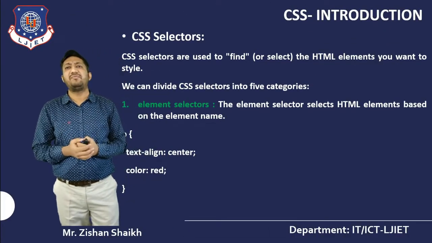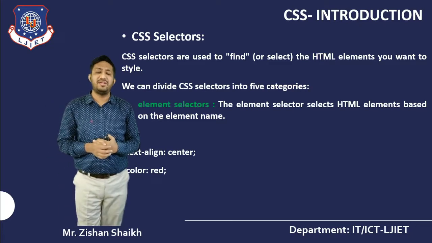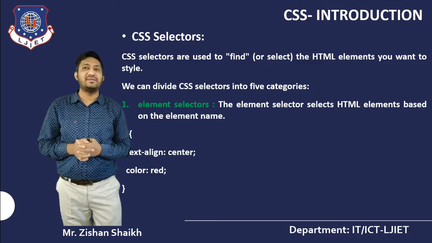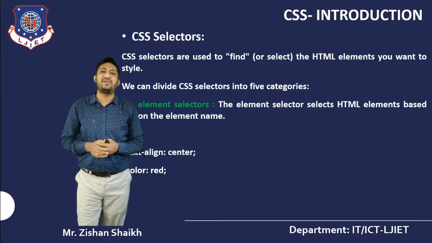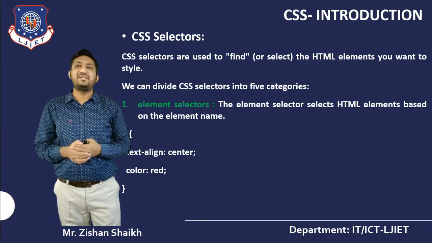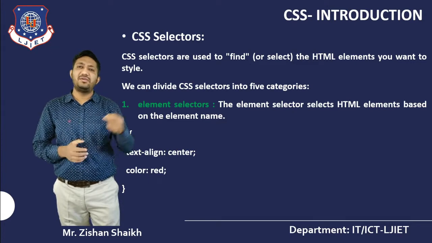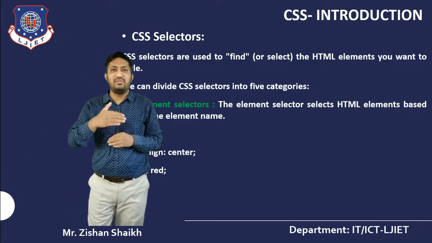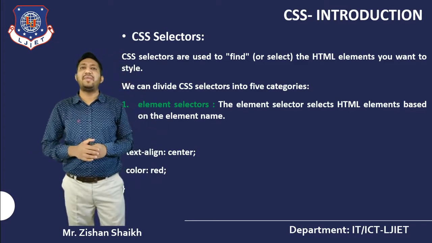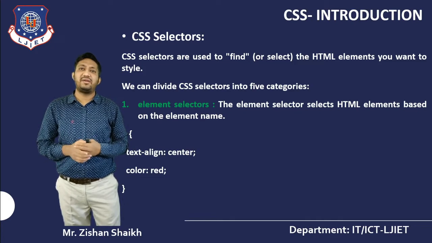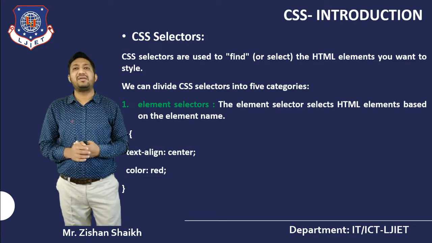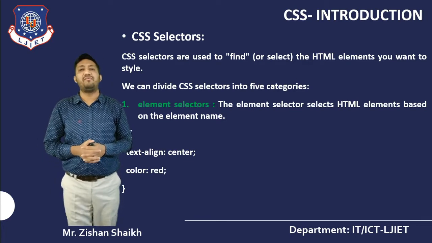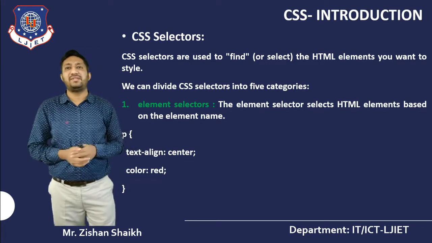So how many types can we assign in this declaration portion? For that we have to understand the types of selectors. Using those selectors, the CSS engine chooses which particular element should be styled by this CSS file. So for that we have to understand different selectors. Basically, selectors are categorized into five categories. Let's understand all categories one by one. So first is the element selector.